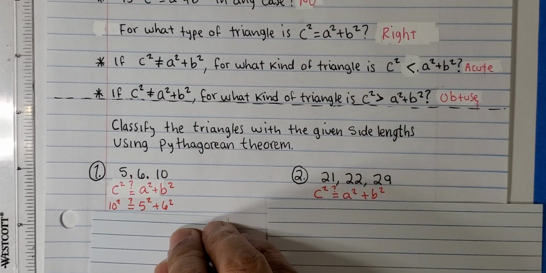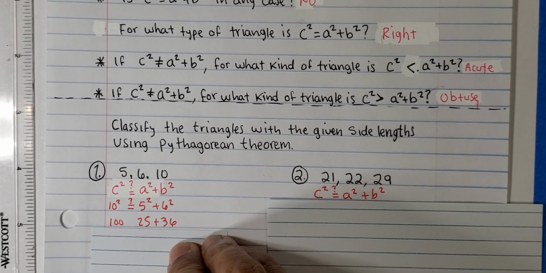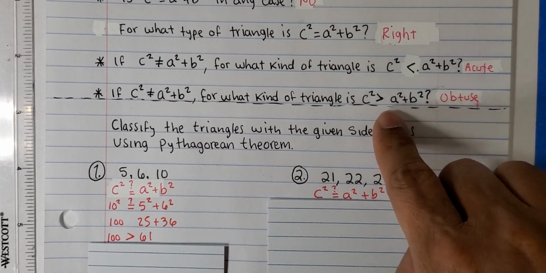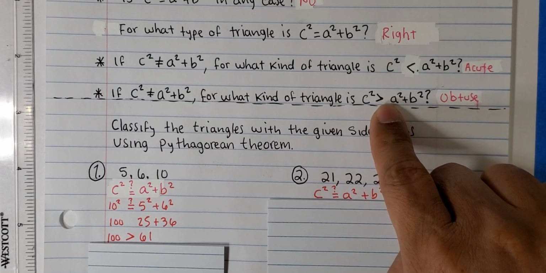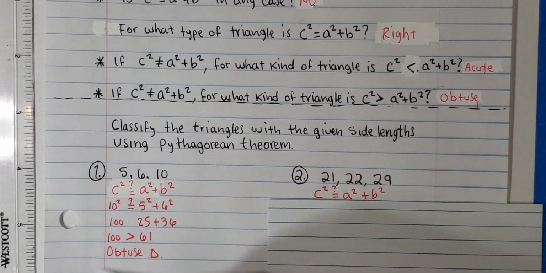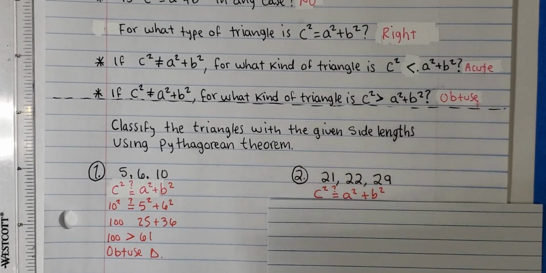Is 10 squared equal to 5 squared plus 6 squared? We know that 10 squared is 100, 5 squared is 25, and 6 squared is 36. If we add 25 and 36, the sum is 61. But we also know that 100 is greater than 61, so now we have this case here. Since this happens, we can classify the triangle as an obtuse triangle. I hope that makes sense. So there's example number one.